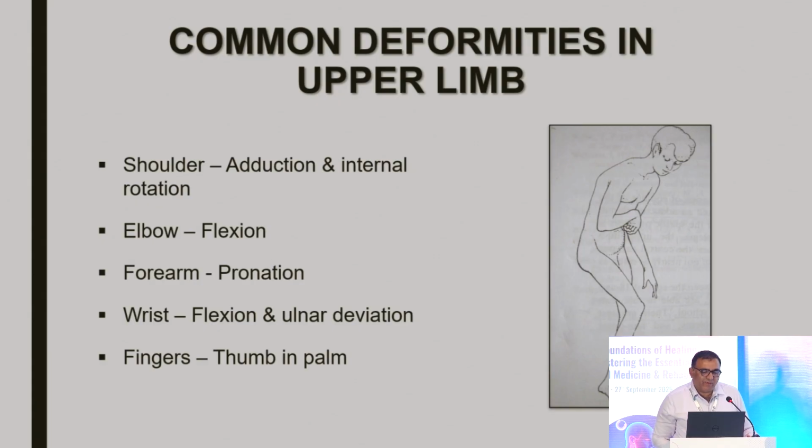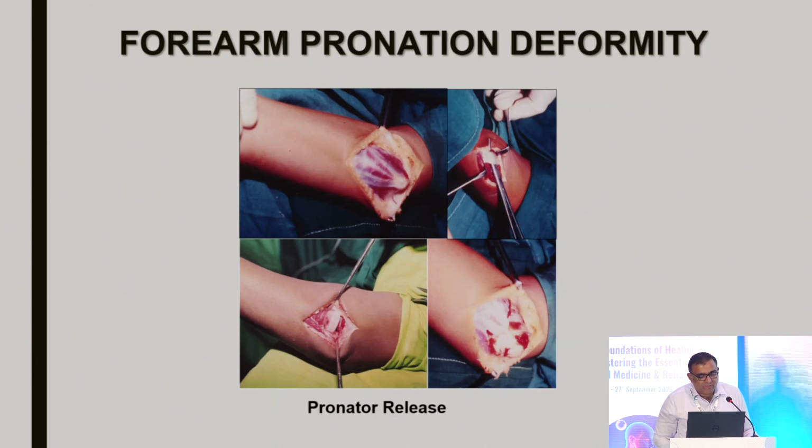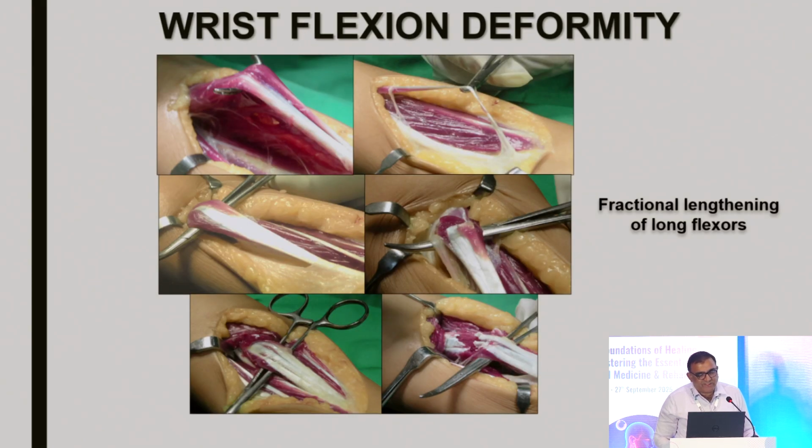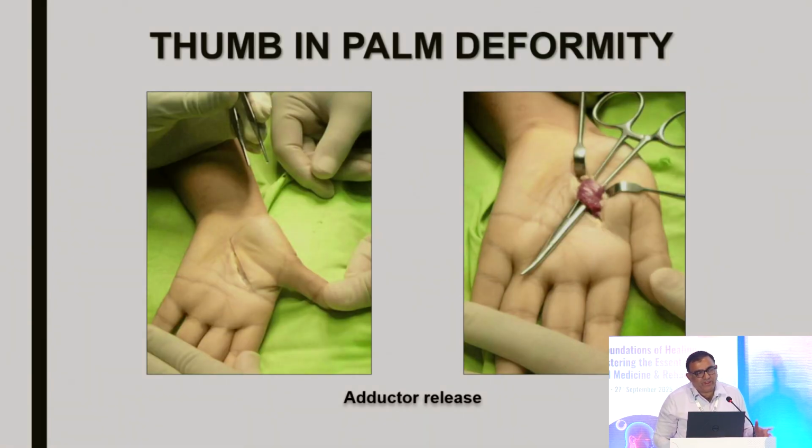A thorough assessment is required. Again, we try to do a single event multi-level surgery. We don't focus only on one thing. For elbow flexion deformity, we do biceps lengthening with or without brachialis lengthening. For forearm pronation deformity, we do the pronator release. For wrist flexion deformity, we usually do fractional lengthening of the long flexors, along with Green's transfer, which is flexor carpi ulnaris to ECRB. For the thumb-in-palm deformity, we do the adductor release. Usually we combine adductor release, Green's transfer, and fractional lengthening of the long flexors.